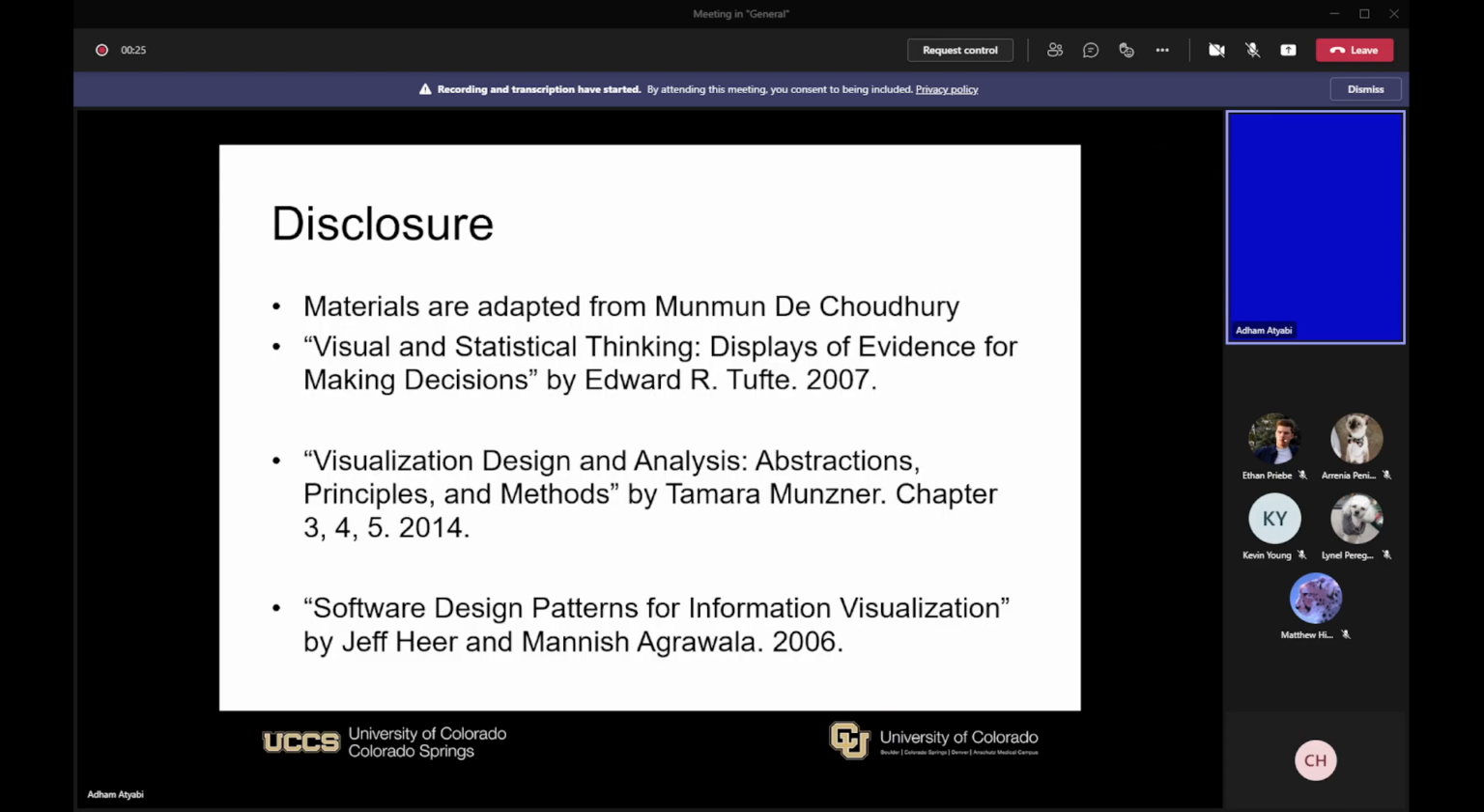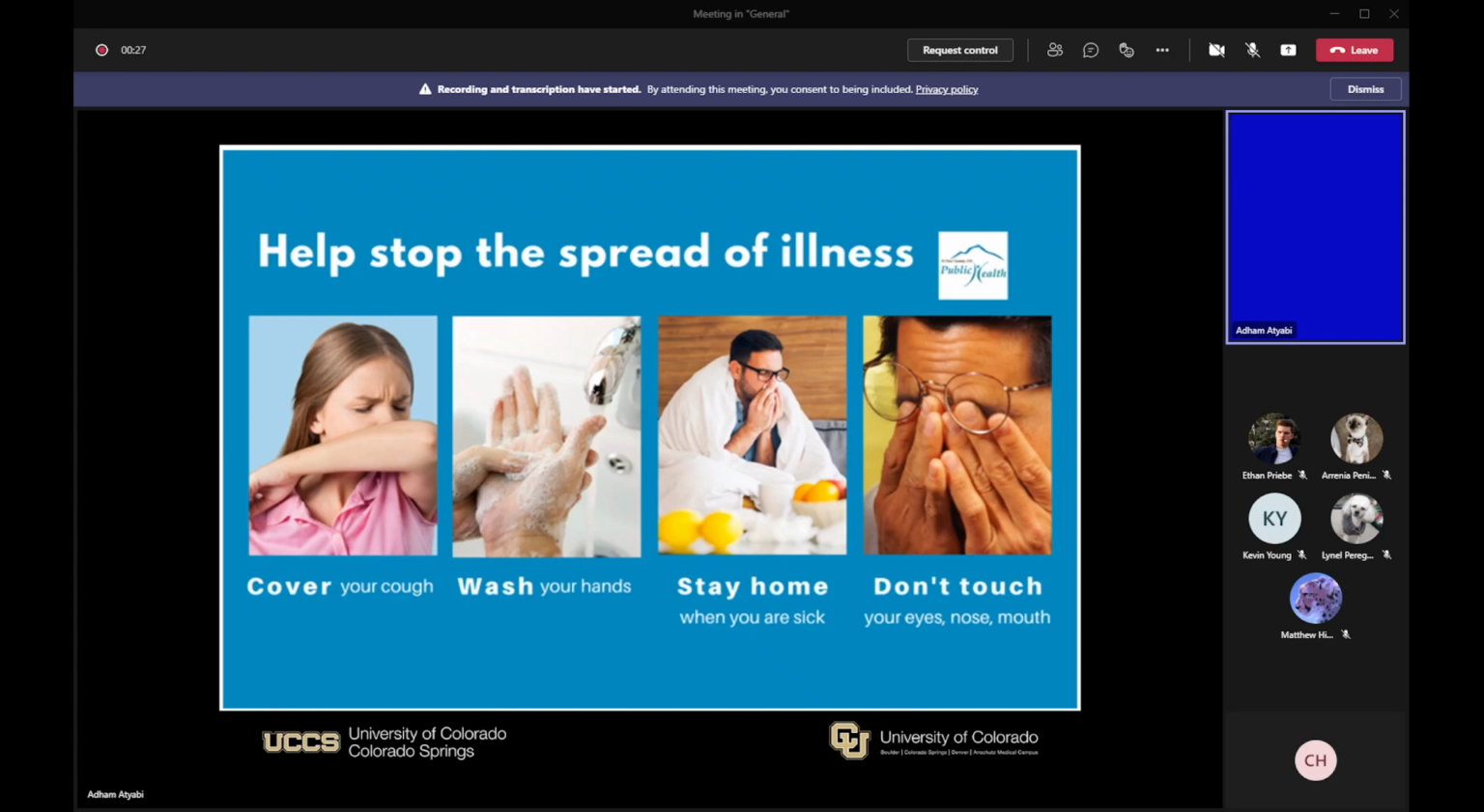fail. Before you start, this is just another reminder to take care of your health and make sure you're healthy and safe. Try to cover your cough, wash your hands, stay home when you're sick, and try to prevent touching your eyes, nose, and mouth.